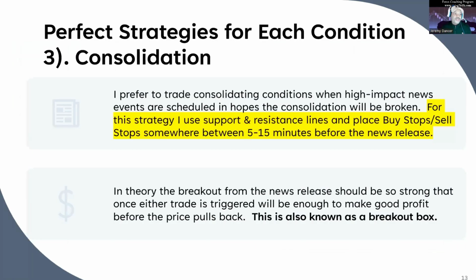All right. So I prefer to trade consolidating conditions when high impact news events are scheduled, in hopes the consolidation will be broken. The Euro US dollar, for example, is a very common currency pair that normally is in consolidation until there are either high impact news events scheduled for the Euro or for the US dollar. So there can be a lot of times where you're just waiting for that breakout to happen and the price just goes up and down in a very tight range.